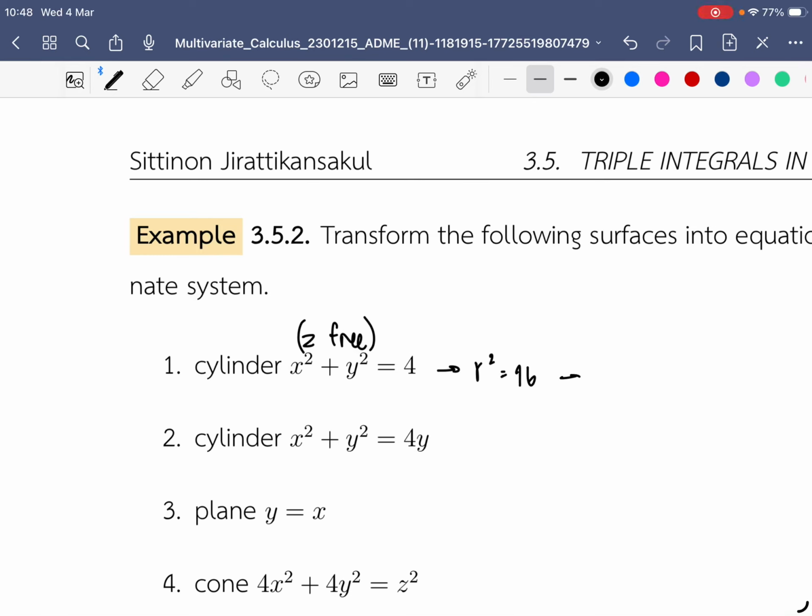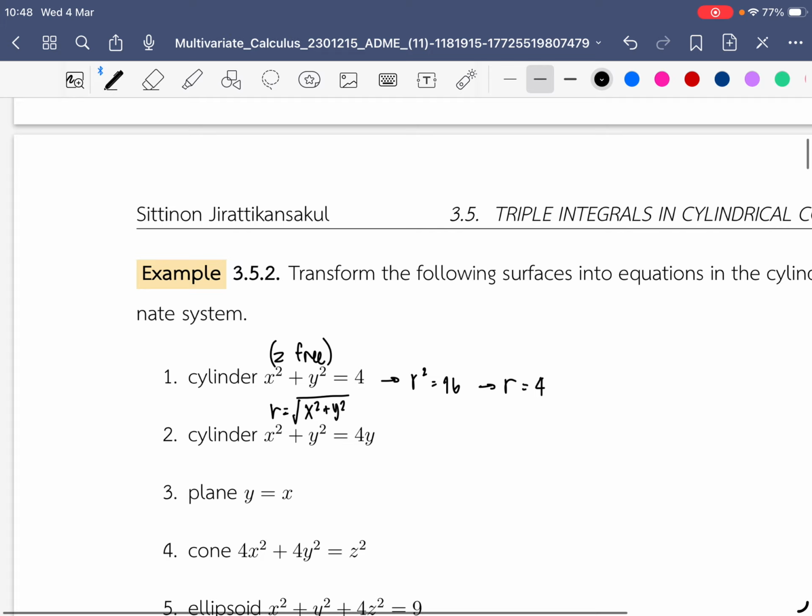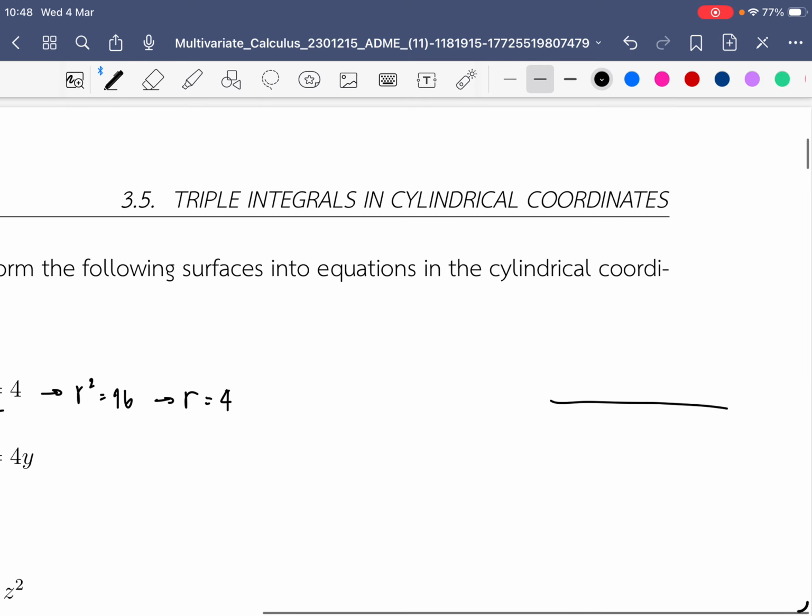It's a cylinder, so it goes up and down. Your set is free. This is the first one.